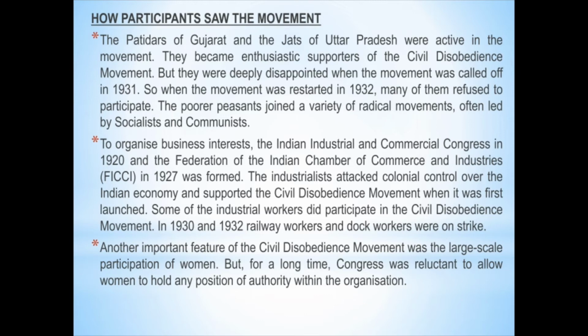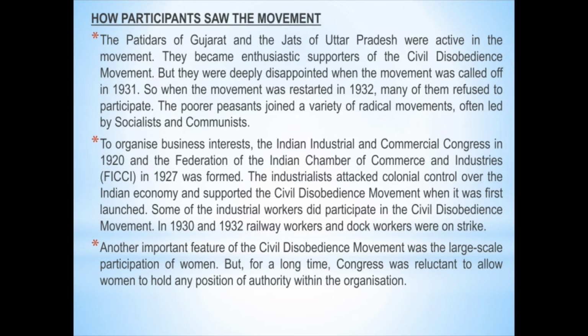The Patidars of Gujarat and the Jats of UP were active in the movement. They became enthusiastic supporters of the civil disobedience movement, but they were deeply disappointed when the movement was called off in 1931. So, when the movement was restarted in 1932, many of them refused to participate. The poorer peasants joined a variety of radical movements, often led by socialists and communists. The rich peasants benefited personally because they were avoiding their land revenue taxes.